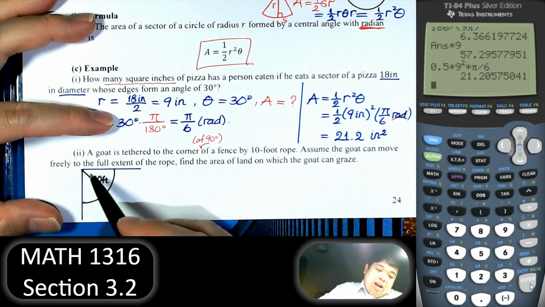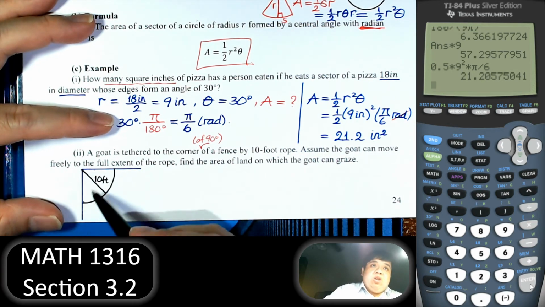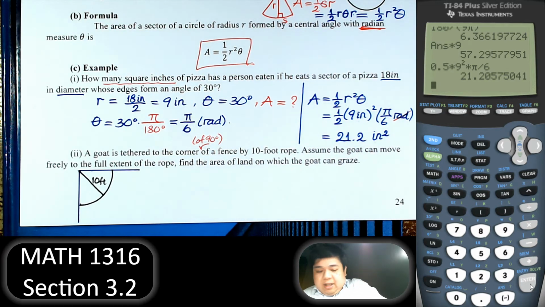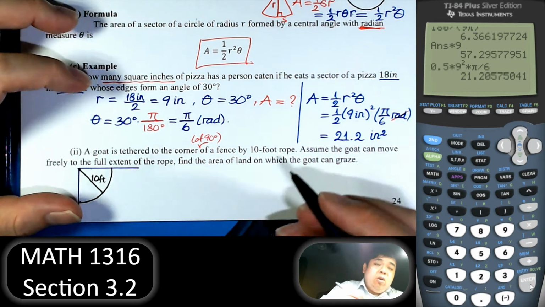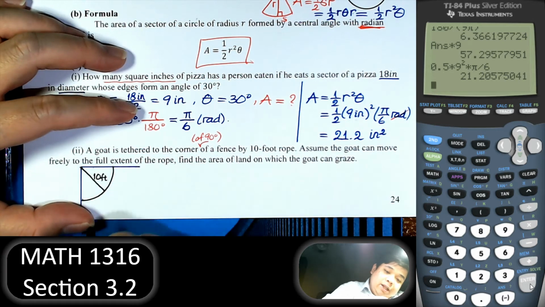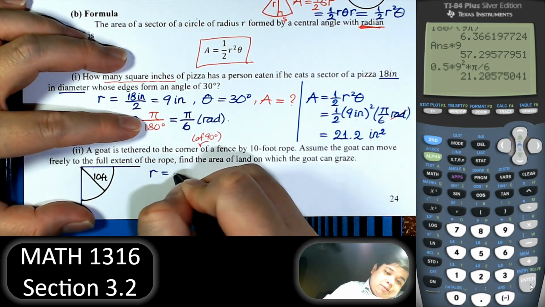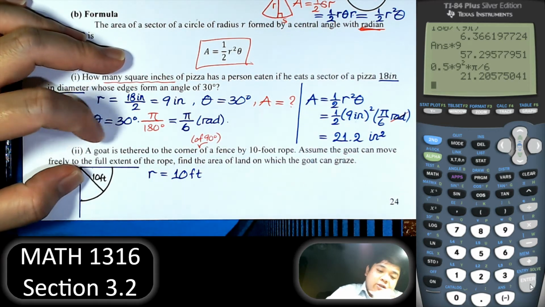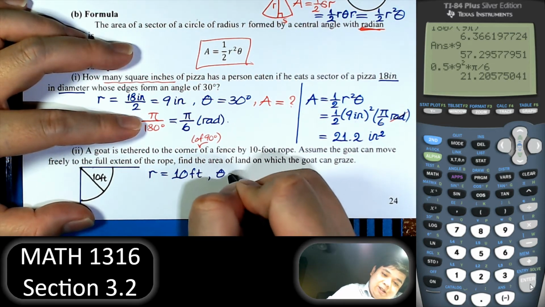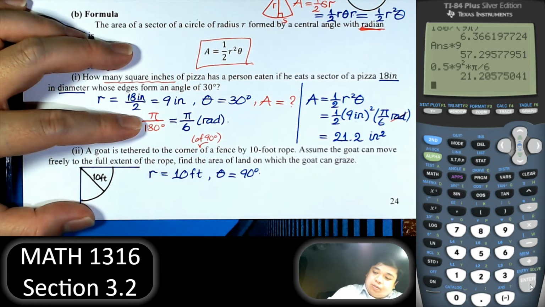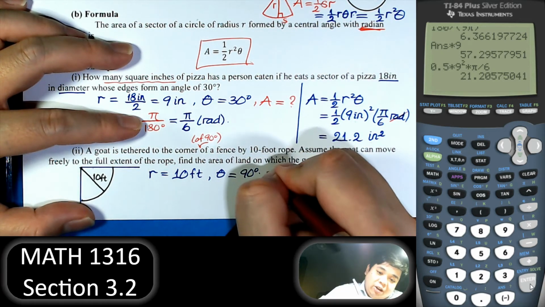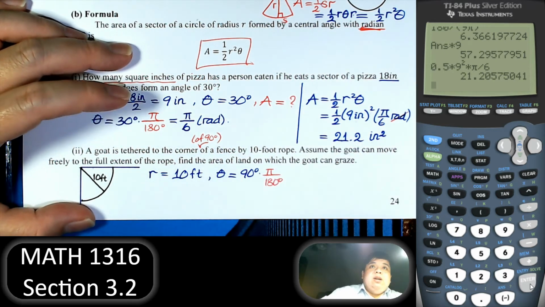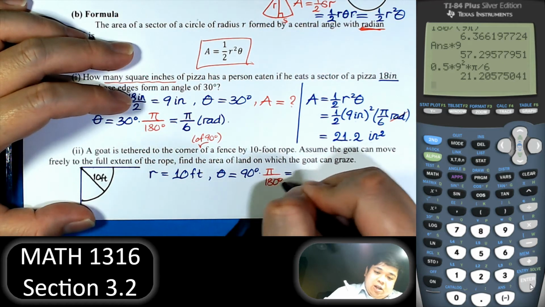And find the area. So pretty much we find the area of this sector, which is a quarter of a disc or circle. Right. So the radius in this case is 10 feet. The angle is 90 degrees. Convert to radian right away. So that gives us pi over 2.